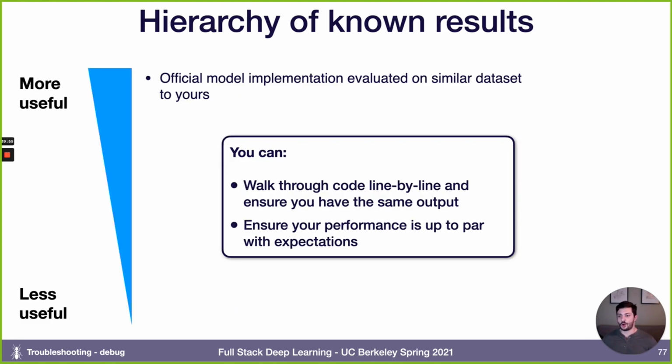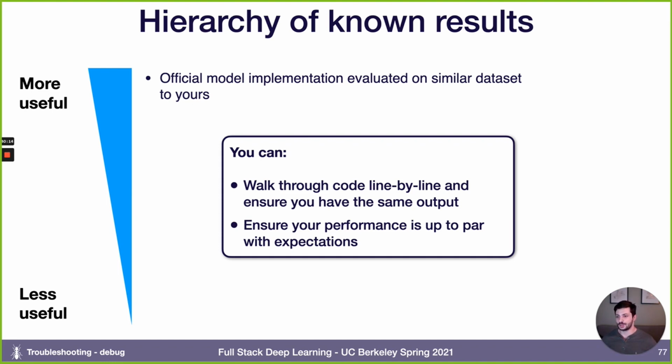So not all known results are created equal. I'm going to go through some possible known results that you can compare to, in order of what I think their usefulness is. I think the most useful thing, if you can find it, is some official implementation of the model that you're implementing, evaluated on a data set that's like yours.